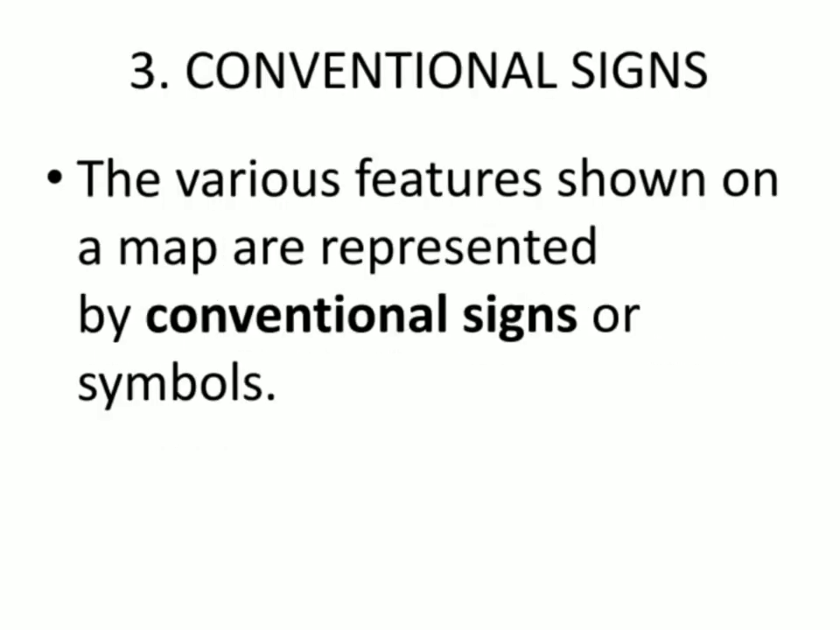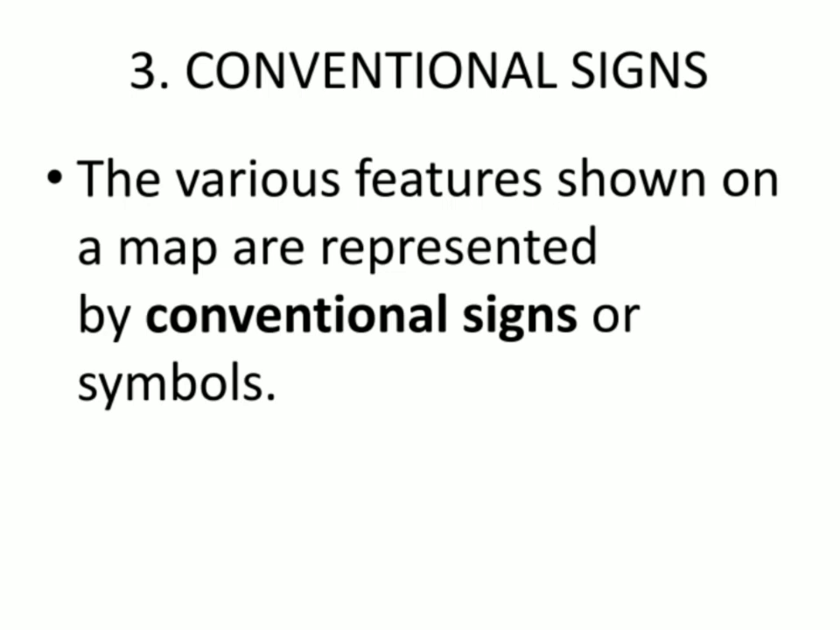Students, the third component of a map is conventional signs. Students, you might have heard that foreigners are able to travel in our country by using a map, even though they do not know our language and directions. Thus, we can say that the language of map is common across countries. Students, the various features shown on a map are represented by conventional signs or symbols.